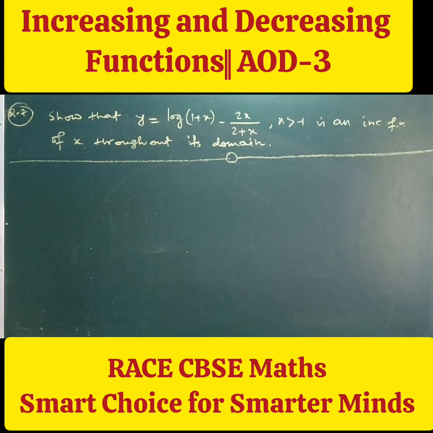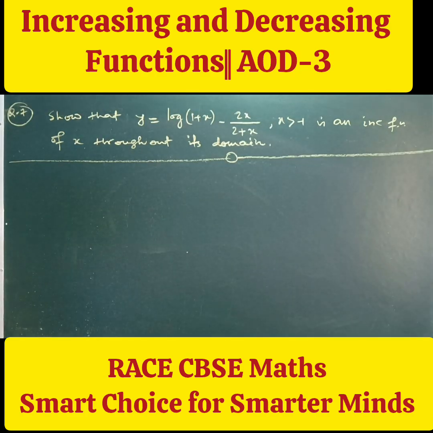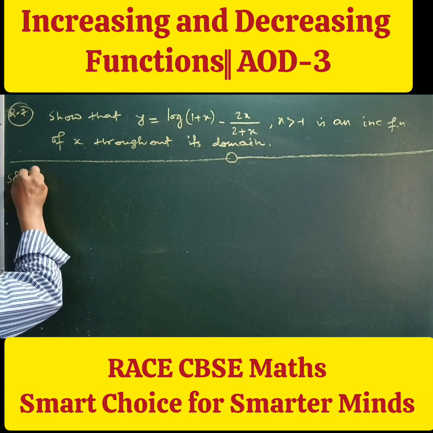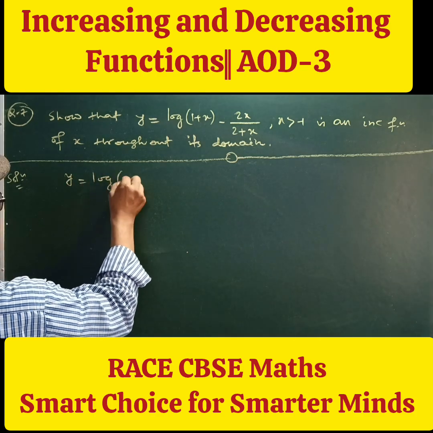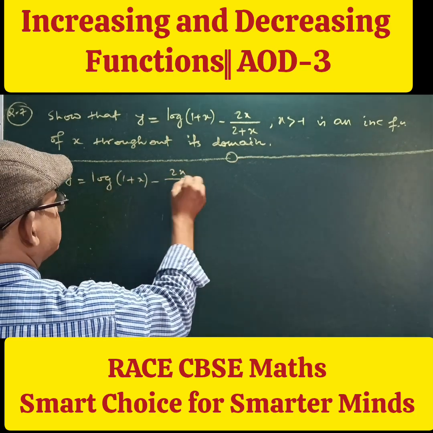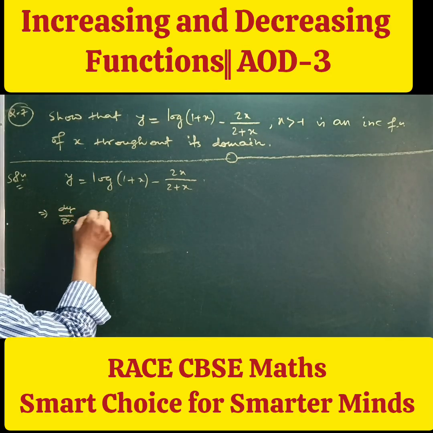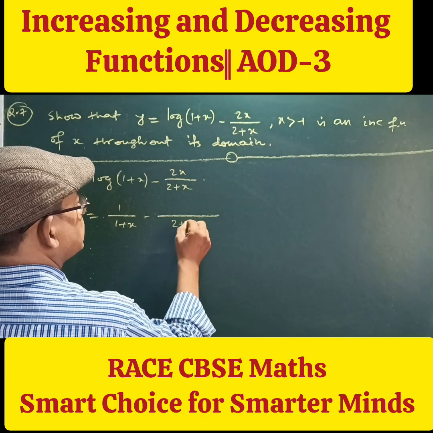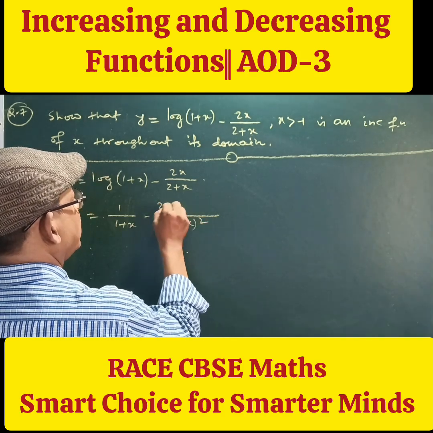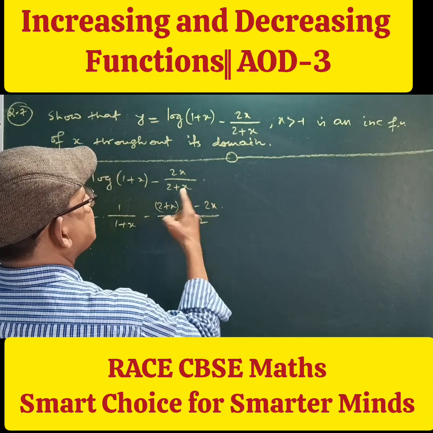Now, show that y equal to log of (1 plus x) minus 2x by (2 plus x), where x is greater than minus 1, is an increasing function of x throughout its domain. So what you'll do here, y is equal to log of (1 plus x) minus 2x by (2 plus x). What we'll do here, dy by dx is 1 by (1 plus x), and then apply the procedure. So this is (2 plus x) whole square, (2 plus x), and then derivative of this is 2, minus 2x, and derivative of this is 1.